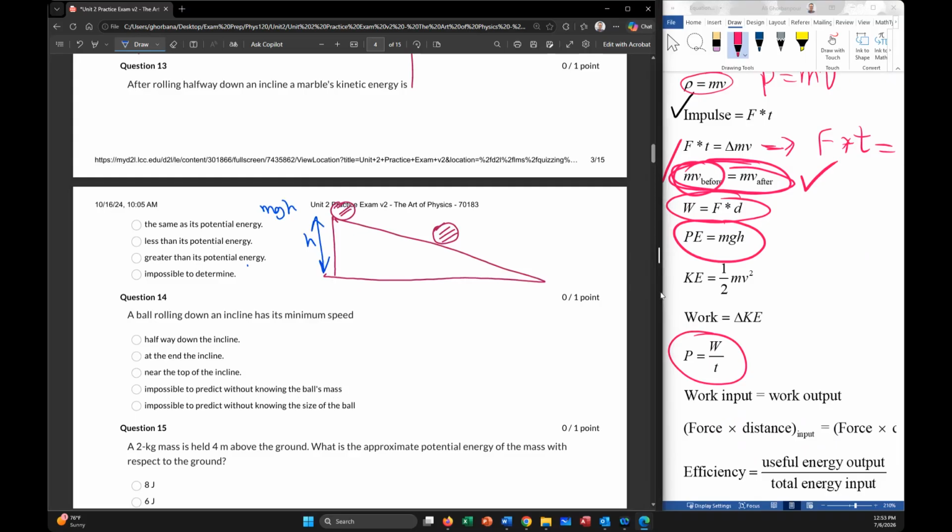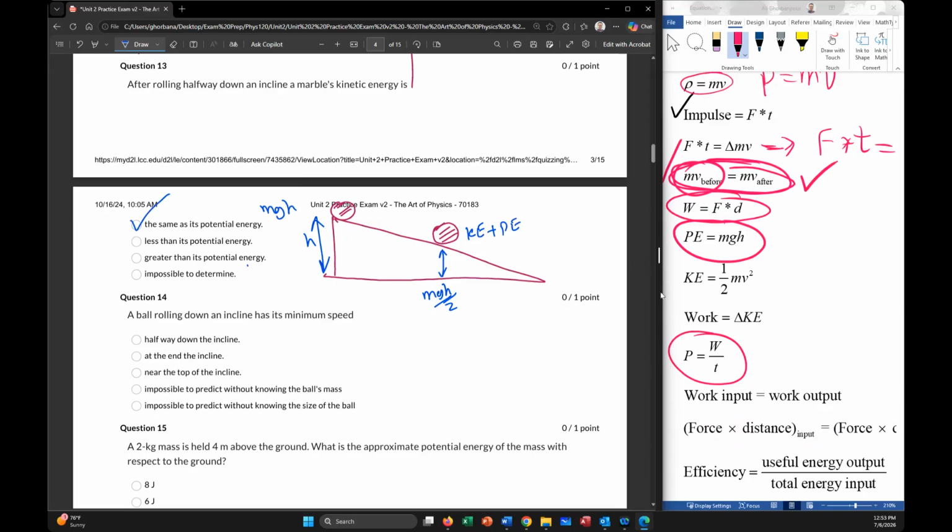But when it's rolling halfway down, what is the height? The height becomes half. This is going to be mgh over 2. So what happened to the rest of the energy? The other half will be kinetic energy. So here we will have kinetic energy and potential energy. But the potential energy is half of the entire energy on the top. So which one is the right answer then? The same. That's it.